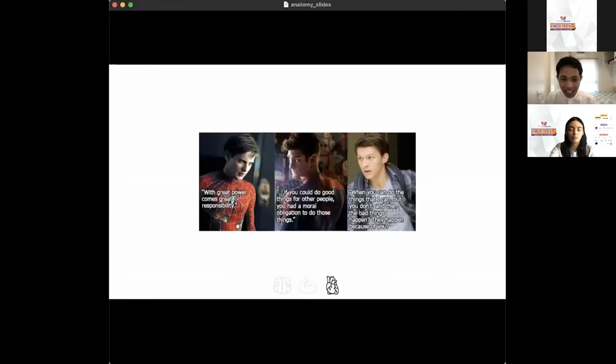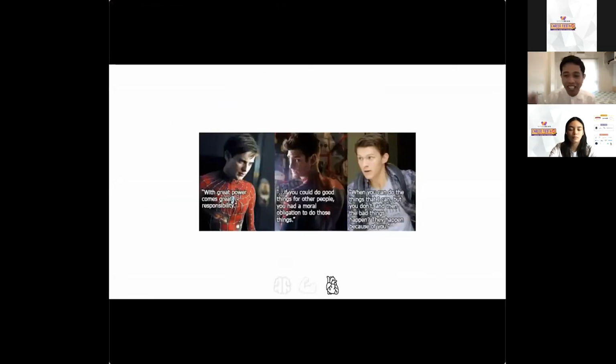Okay, so here is the synthesis and revision of the quotes from your superheroes. With great power comes great responsibility. But if you could do good things for other people, you have a moral obligation to do those things. Why am I saying this?